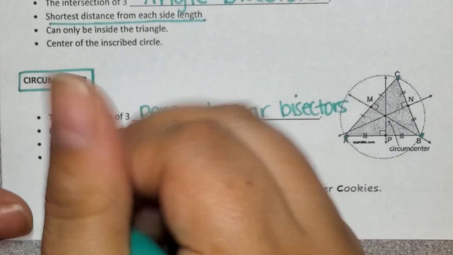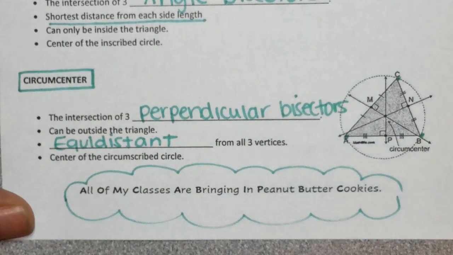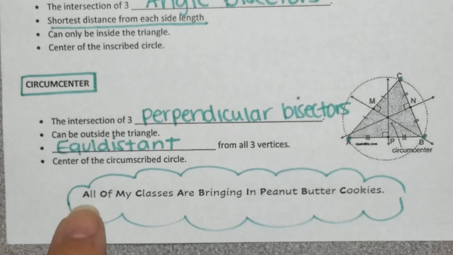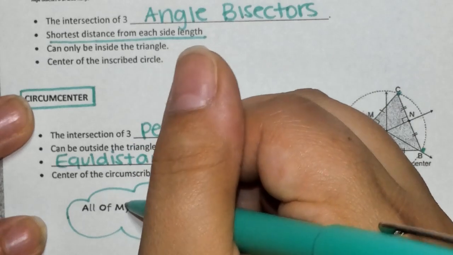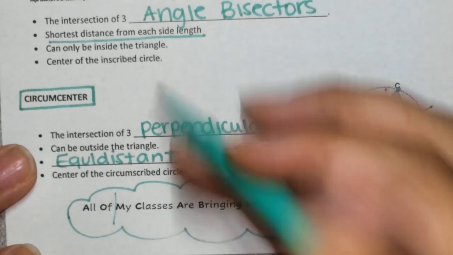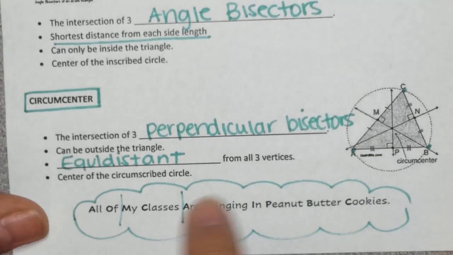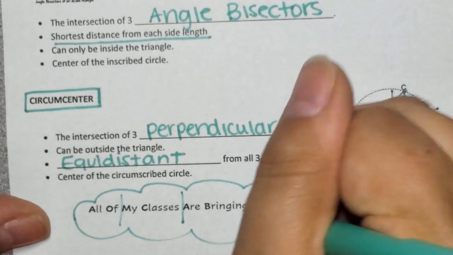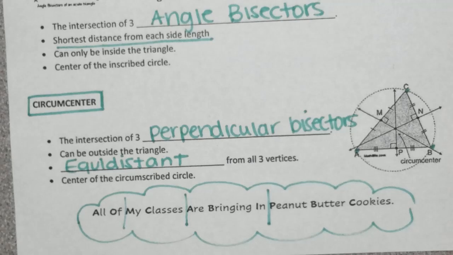So, you see the saying at the bottom. All of my classes are bringing in peanut butter cookies. All of altitude goes with orthocenter. My classes, median goes with centroids. Are bringing in, angle bisector goes with in-center. Peanut butter cookies. Perpendicular bisector goes with circumcenter. You just have to know which ones go with which.